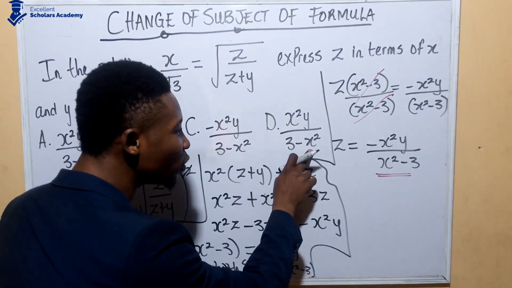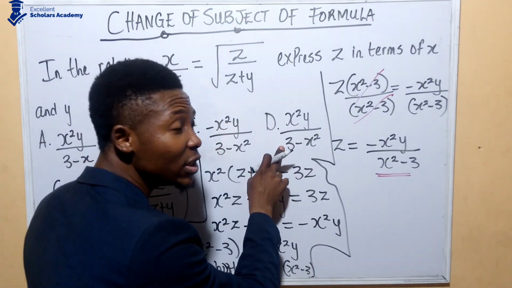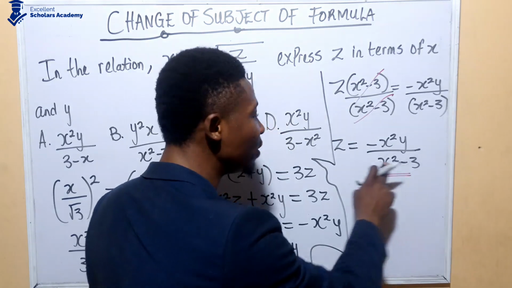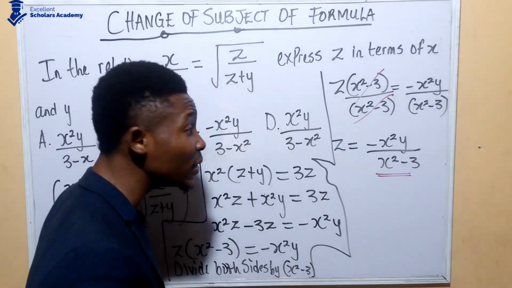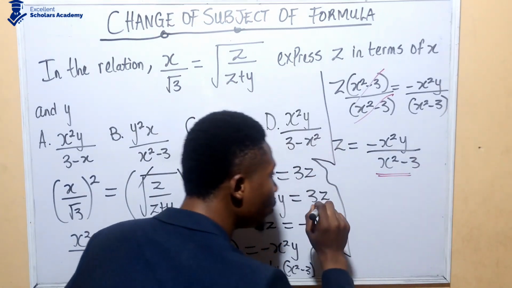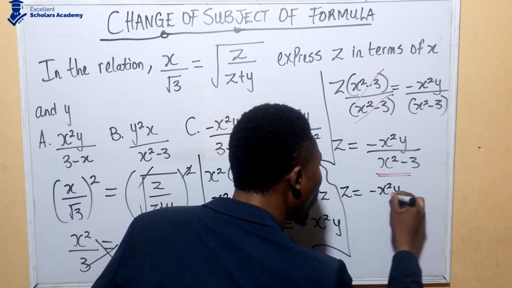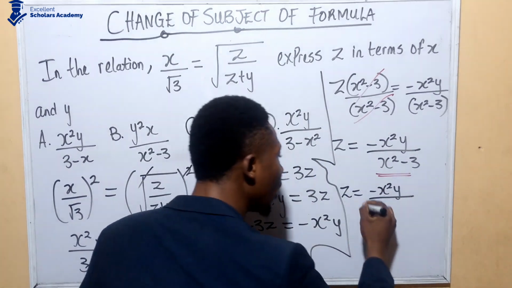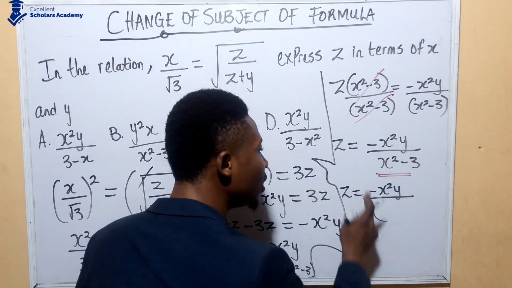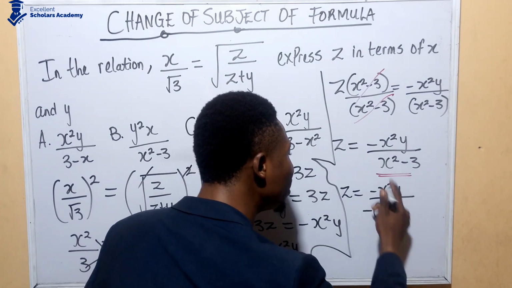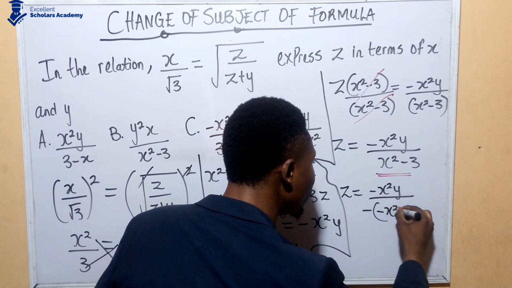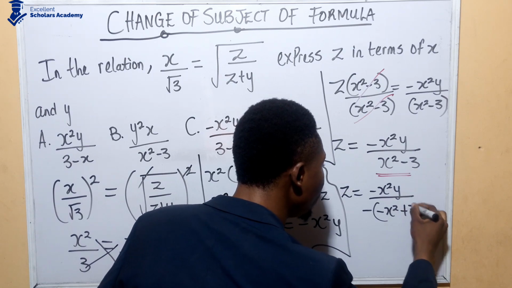Here, the minus is in front of x squared, and the 3 is positive. But here, the 3 is negative, and the x squared is positive. See what you can do. Watch what I'm going to do. I can write this as z is equal to minus x squared y over, put a minus outside this bracket. Now, manipulate this to have the minus x squared, and this to now have plus 3.